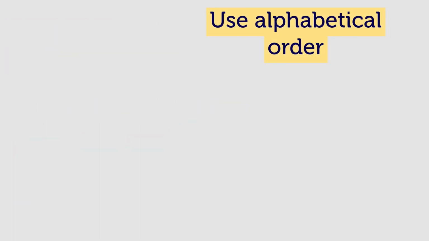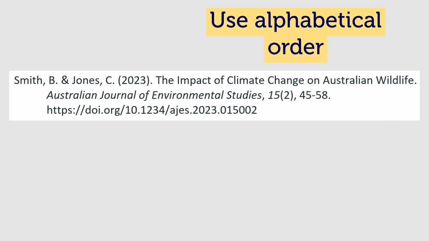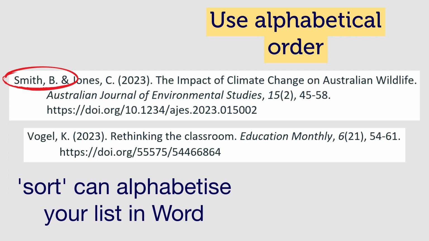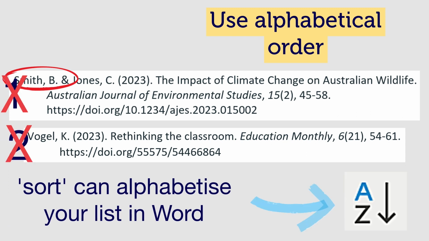Follow alphabetical order from the name of the first author of a text. For example, if a text was written by Smith B and Jones C, we would go by the name Smith as it appears first. And this reference would come before a text written by an author called Vogel in your reference list. A trick to automatically alphabetizing your reference list in Word is to highlight your reference list, open the Home menu and select Sort. And another tip is that you should not number your references.